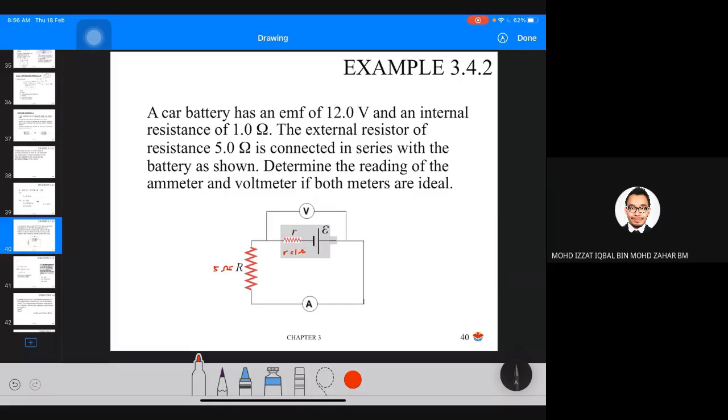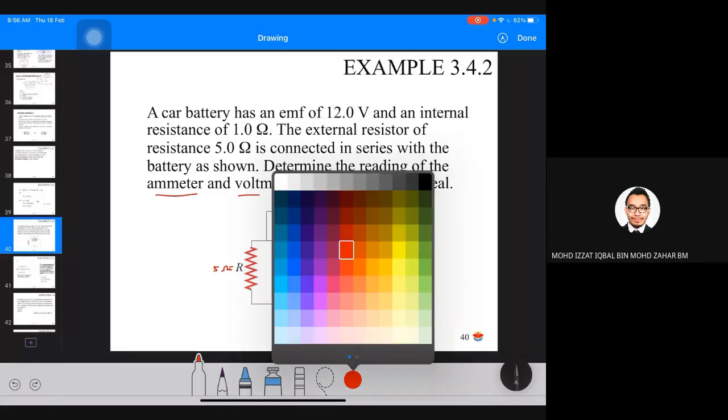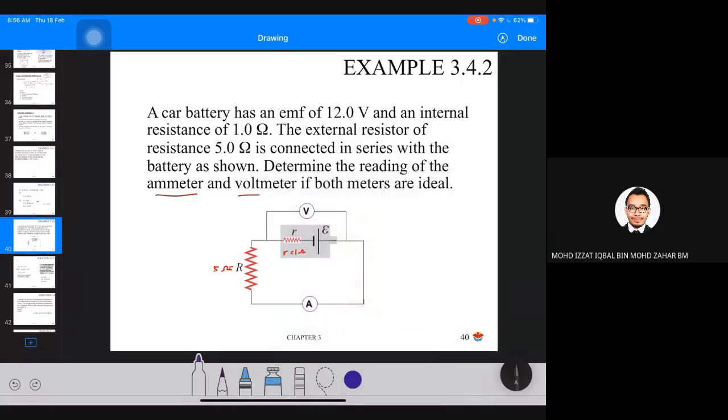You get I equals to 3 ampere. So 12 divided by 4 should be 3. Saya salah tulis. Should be 5 and 1. 3 tu soalan sebelum ni. Okay, so 12 divided by 6 will be 2 ampere.